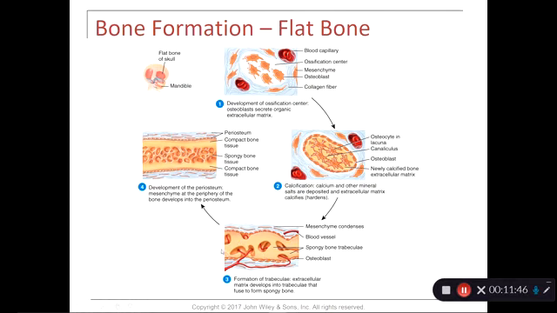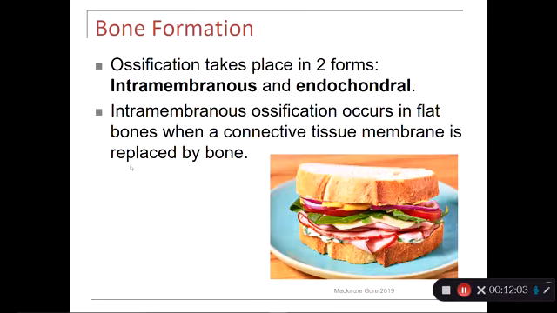Eventually, this sandwich, this intramembranous, these are actually membranes, that's why it's called intramembranous, in between membranes, will eventually form that calcified bone, that flat bone. So flat bone is via intramembranous ossification. Well, long bones is via endochondral ossification.